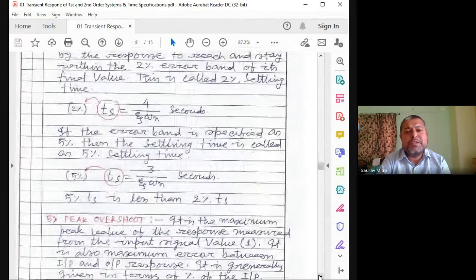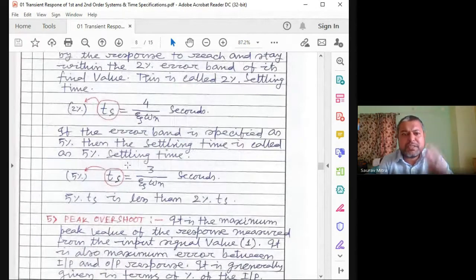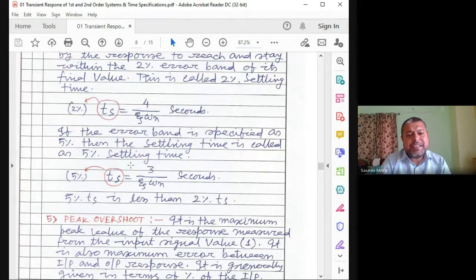What is the formula for settling time? First we are supposed to see the 5% settling time because it comes first. If the error band is specified as 5%, then the settling time is called the 5% settling time. Here this Ts we calculate as 3 divided by zeta omega n. What is zeta omega n? It is called the time constant of the system. Very important: zeta into omega n is called the time constant of the system. So 3 by zeta omega n is the 5% settling time. That means after this time, the waveform is not going to create an error of more than plus or minus 5%.